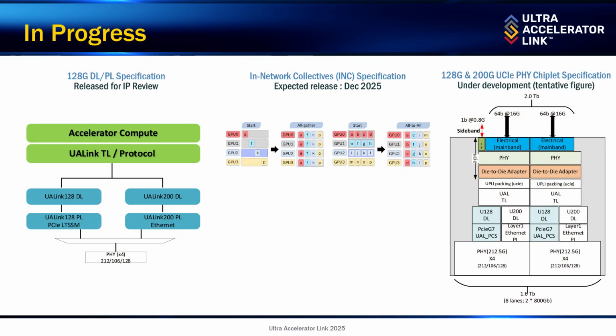We're also looking at doing 128 gig and 200 gig UCIe PHYs and chiplets. That's under development. The figure here is tentative. Exactly where the cut line is between UCIe and the accelerator, where the TLs go, and some other details are being worked out, but it is definitely coming.